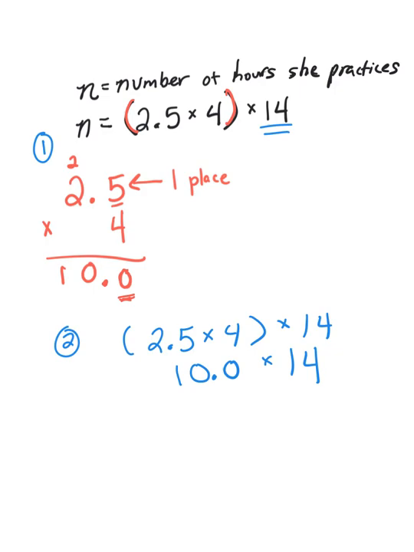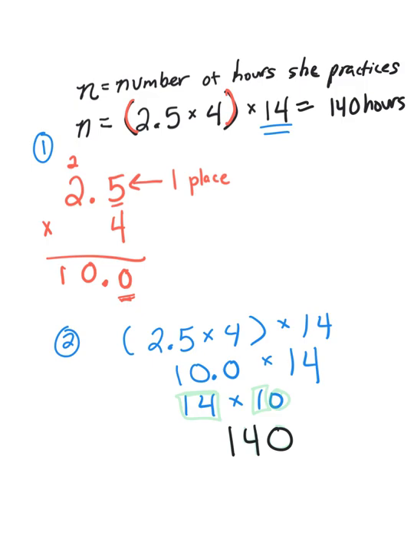Now I'm going to multiply 10 times 14. And if I look at it in reverse, like this, 14 times 10, it's actually easier for me to see that this should be pretty easy to do. I'm just going to multiply my non-zero digits first. So 14 and 1, and that gives me 14, and then just add my zeros. So my total should be 140. That means that the person in the problem, I can't remember her name right now, she practiced for a total of 140 hours over the course of her season.